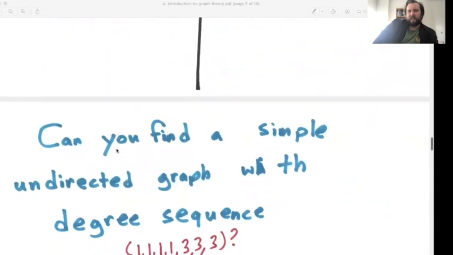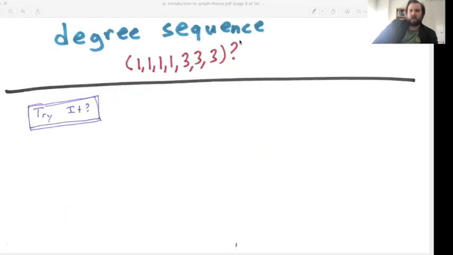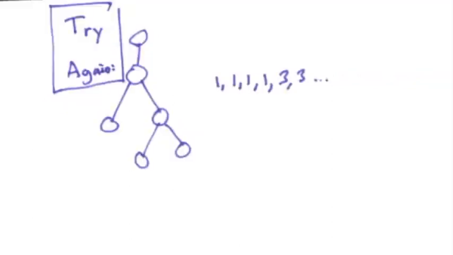Now let's look at a different one, and let's say 4 1s, 3 3s. Can you find one here? And here the largest degree is 3, so I can't rule it out based on that. I might start playing with it, and what happens here when I start playing with it is kind of interesting. I start trying it, and I sketch one, and I can't figure out how to connect it up. And then I try again, and I get close.